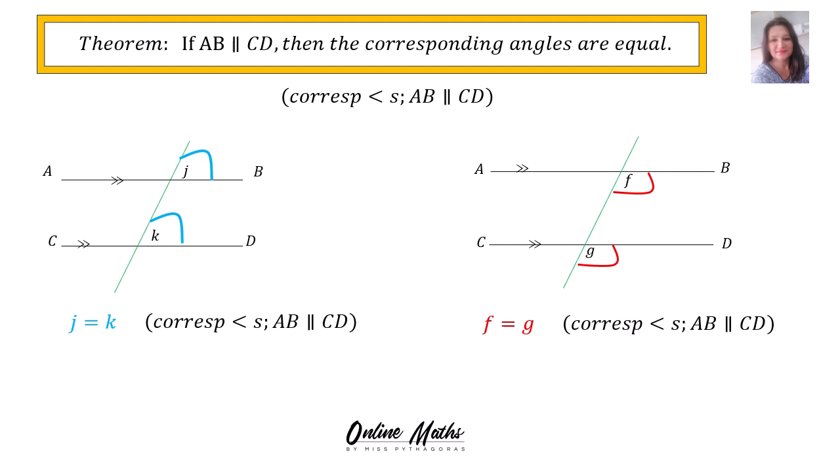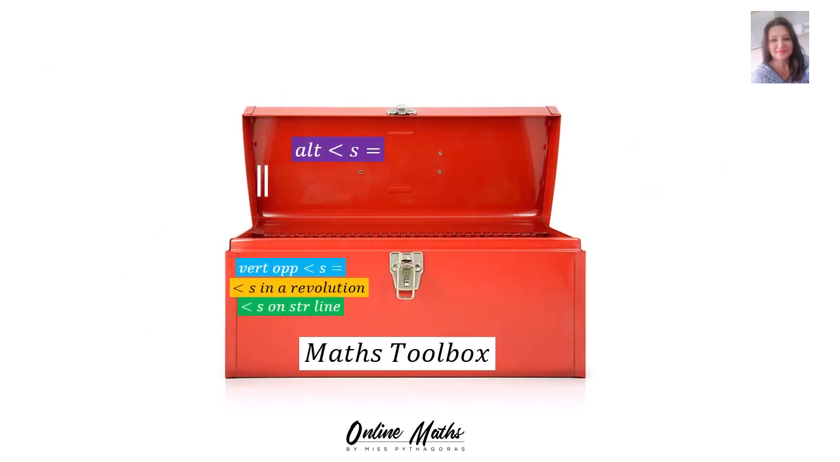Remember, you find corresponding angles, they have to be on the same side of the transversal, and both have to be below the parallel line. So it's either above the parallel line or below. So now in your maths toolbox, when we talk about parallel lines, you have two theorems. The first one was alternate angles equal, and now your second theorem is corresponding angles equal.